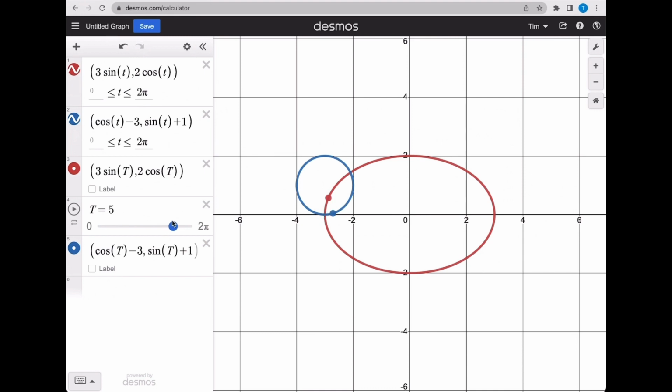Now, how could we find analytically what that collision is? It seems to happen when x equals -3, y equals 0. But what is the parameter value that gives us that collision? Well, to find that, we are going to use Mathematica.